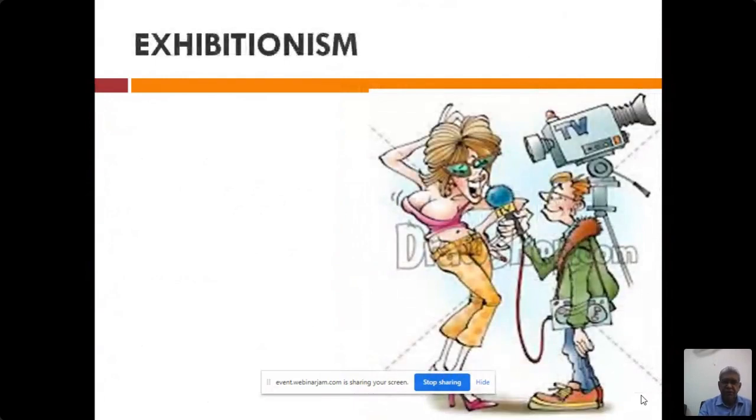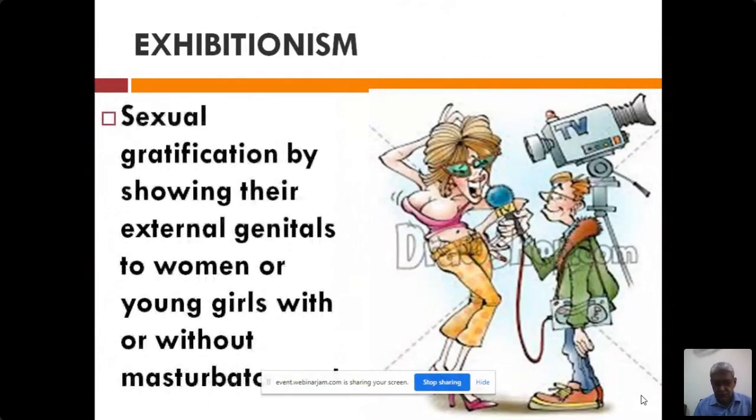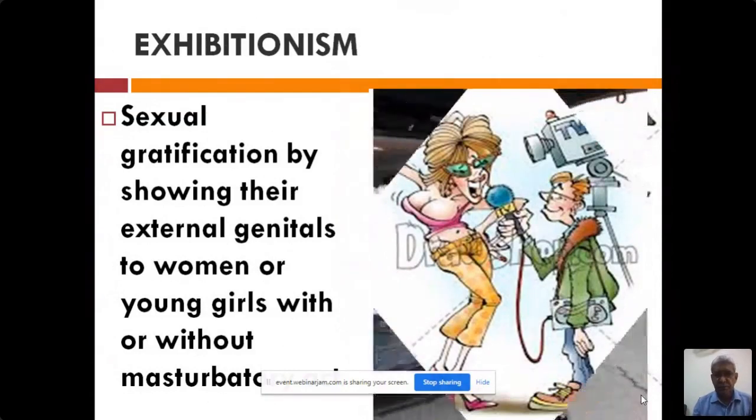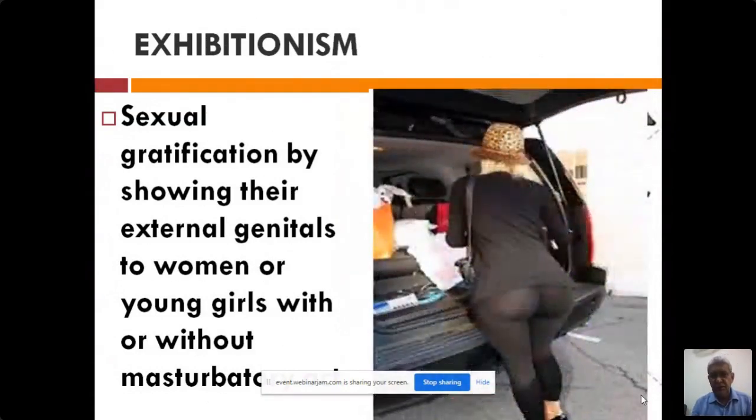Another perversion which doesn't require any partner is exhibitionism. Here it is the demonstration of body parts before other sex partners. This is sexual gratification by showing their external genitals to women or young girls, with or without the act of masturbation. Demonstration of personal private parts: exhibitionism.